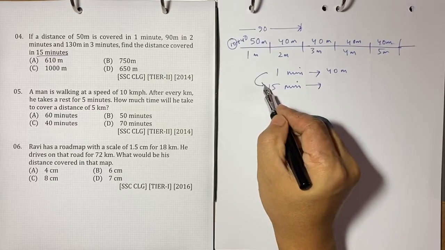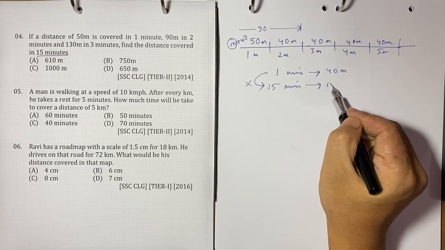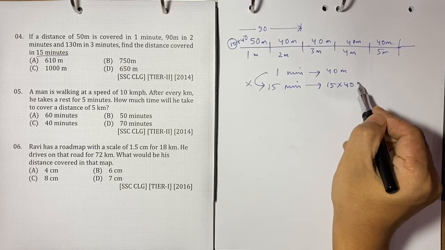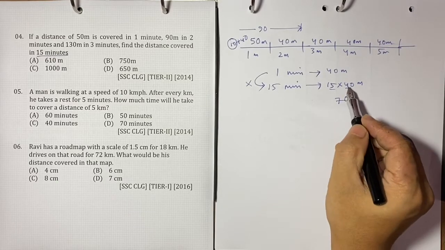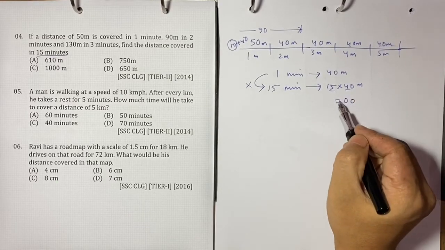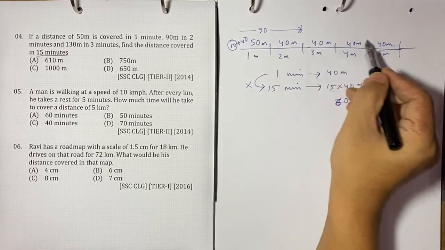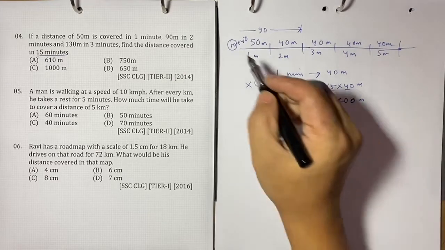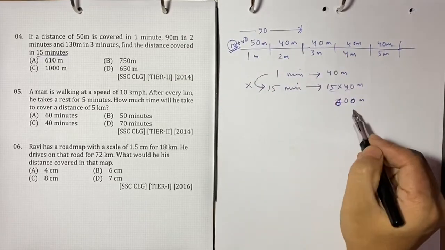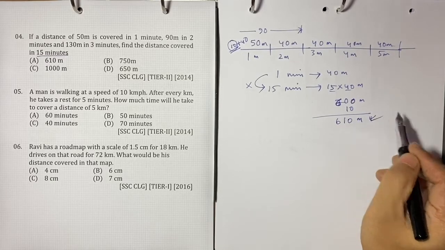Using the formula, we multiply 15 into 40 meter, which is 600 meter. But he covers an extra 10 meter in the first minute, so the total distance is 610 meter.